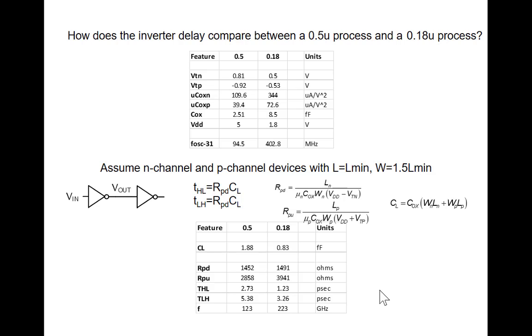We see there's a fairly big difference in the resistors for those two different processes for devices of the same relative dimensions. And in particular, if you look at T high low plus T low high, you'll see that the 0.5 micron process is about a factor of 2 slower than the 0.18 micron process.